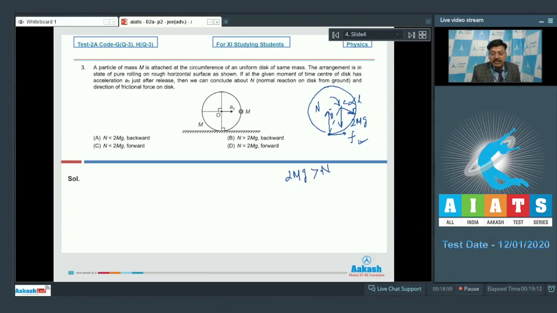In fact, 2 mg minus N will be 2m into the acceleration of the center of mass in the vertically downward direction. So with all this, we can now conclude that N is less than 2 mg and the friction is acting in the forward direction. Now if you look at the options, option C is matching with this. Let's go to the next question now.